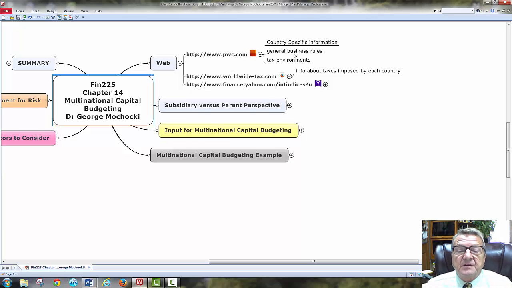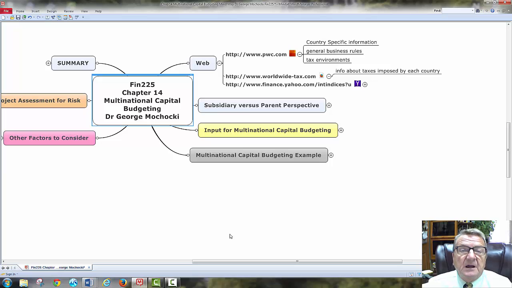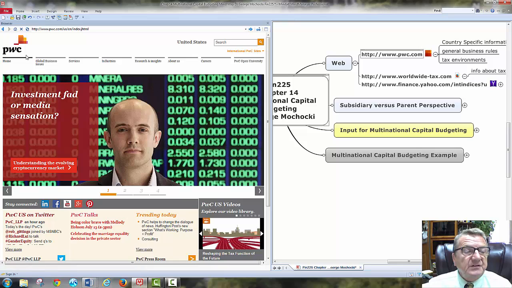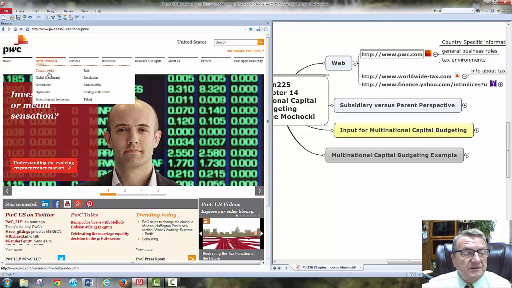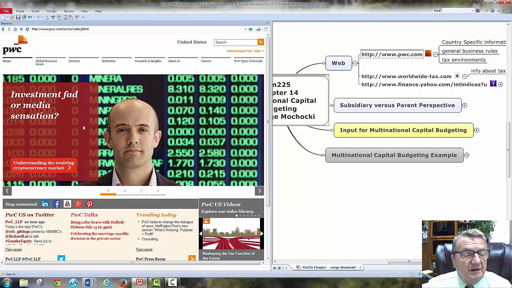Okay, so the first one here is country-specific information, general business rules, and tax environment. What we're talking about is capital budgeting, and in capital budgeting there are some requirements. Which currency denomination am I using when I'm bringing it in? How am I going to pay for it? What are the tax breaks, what are the incentives, what are the inflation rates going in there? Remember, I'm looking at the dollars, or the currency that I'm utilizing, to use it to its maximum effectiveness and efficiency. So let's click on this one. It tells me about different taxes. It tells you about global business, country debt, governance, regulations, and growth.